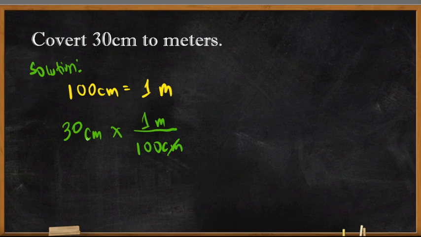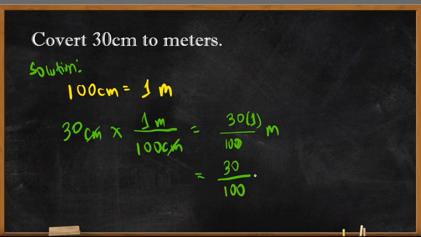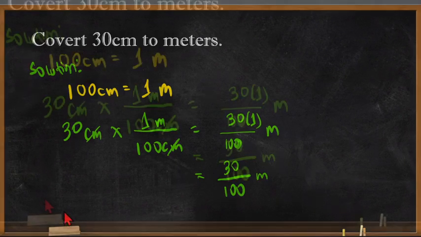Okay, this will be cancelled. So you will end up with 30 times 1 over 100, then the unit will be meters. So you will have here 30 over 100 meters, or using your calculator. We will show you again the calculator here.